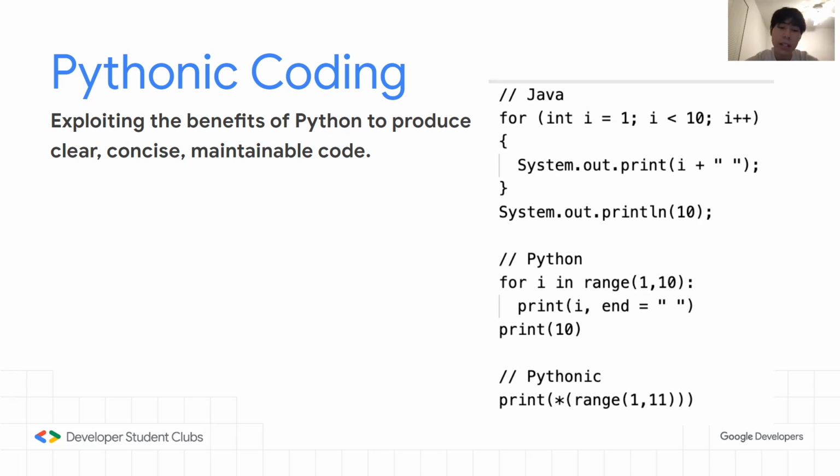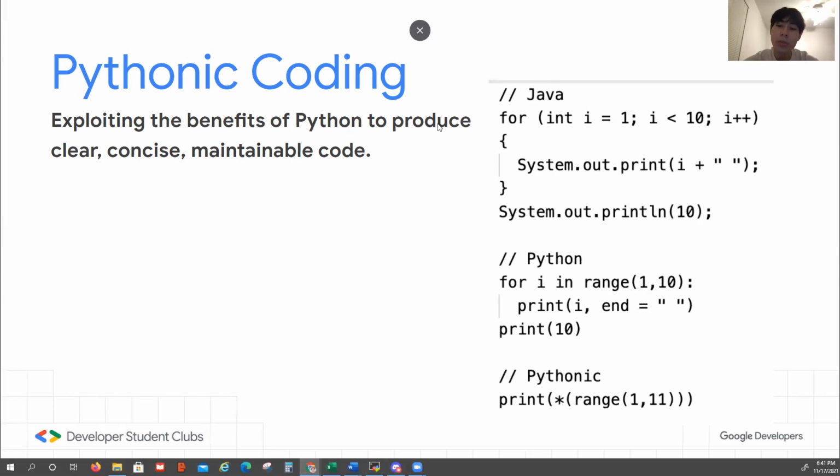But this is still not coding Pythonically. If you look at the very last code snippet at the bottom, we can print out the numbers 1 through 10, just like the two code snippets above, but all in one line. And this is truly what Pythonic coding means. You are exploiting the benefits of Python so much that you're able to fit this logic all in one line and have really clear and concise code. So with that, why don't we move on to the next slide?